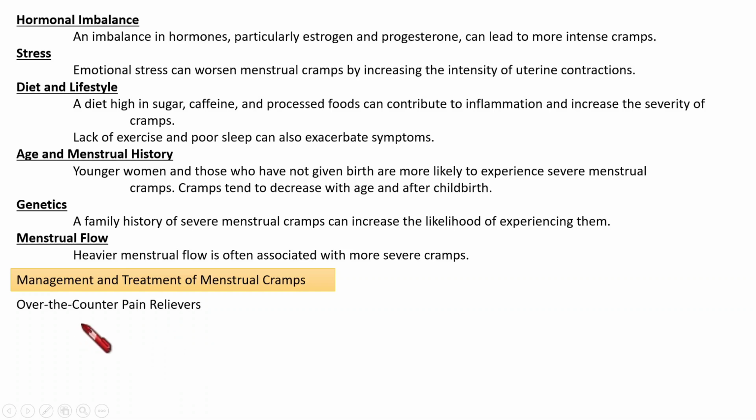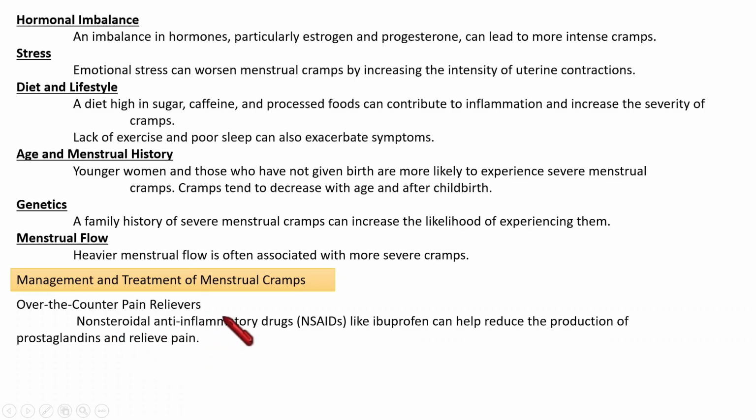Let's see. Over the counter pain relief, so many medicines. Non-steroidal anti-inflammatory drugs, mainly ibuprofen, are usually advised for those who have severe menstrual cramps, to reduce the production of prostaglandin. So what this ibuprofen is doing is it reduces the level of prostaglandin. We understood that as the level of prostaglandin is low, the uterine contractions will reduce, and that itself will relieve the pain.